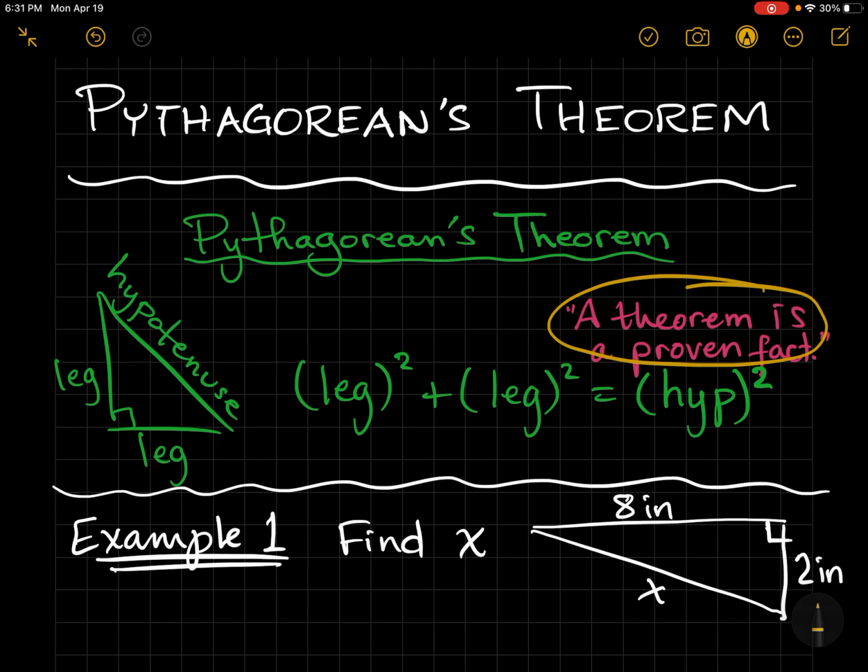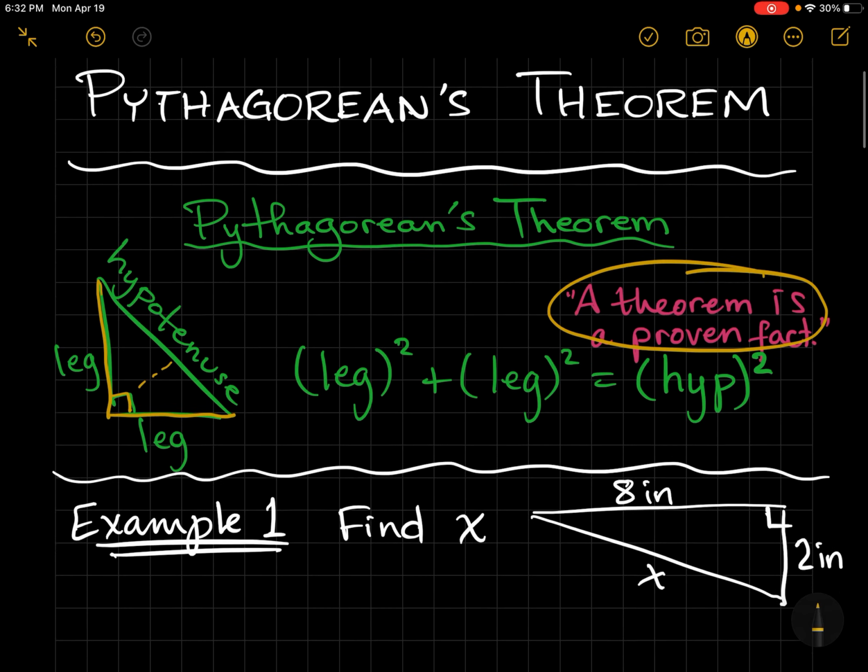So I prefer leg squared plus leg squared equals hypotenuse squared. The legs touch at the right angle, and they can be different lengths. They don't have to be the same length. And the hypotenuse is opposite. The right angle points at it. So let's practice using Pythagorean's theorem.